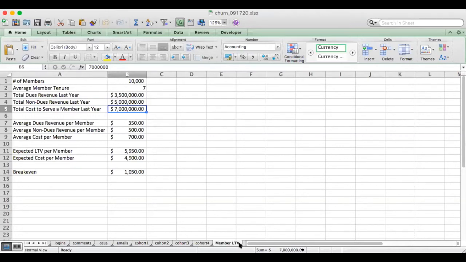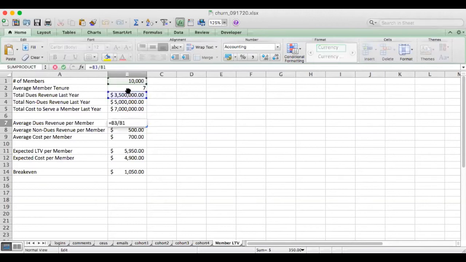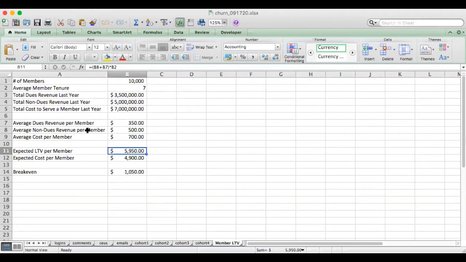So once you have these calculations, what you really want to do is find out on average how much of these are per member. So that's a simple calculation of dividing the number you had here by the number of total members that you have. You can do that for each of these same calculations there.